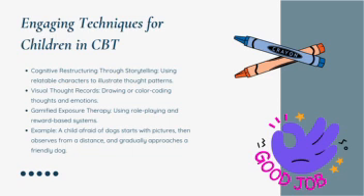To keep children and adolescents engaged, therapists use creative, interactive methods that make therapy fun and relatable. So, for example, we have cognitive restructuring. We can do this through storytelling, where we use relatable characters to illustrate thought patterns. We have visual thought records with drawing emotions. We have gamified exposure, where we use role-playing and a reward-based system.